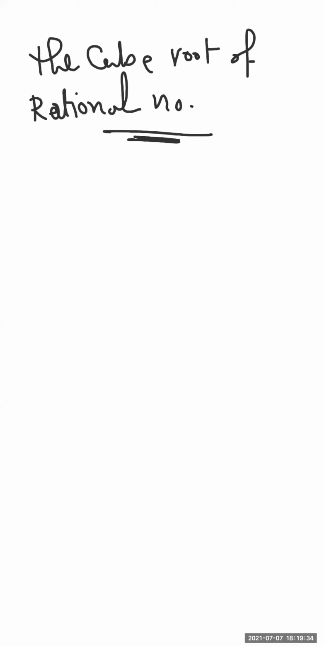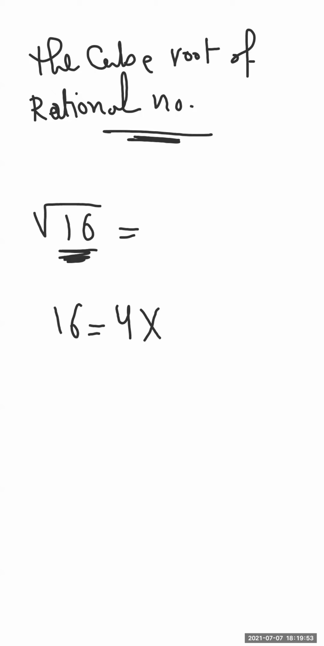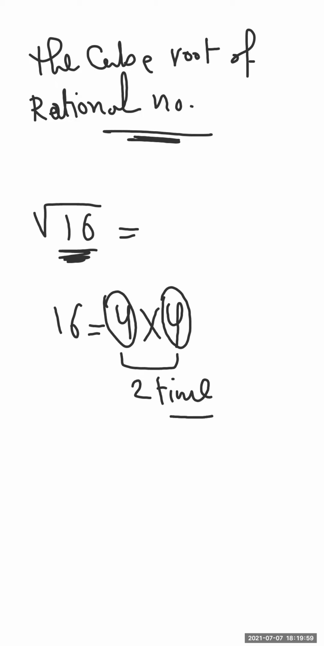First point, guys, we discussed before the square root. Square root of a number means, for example, square root of 16. This means a number which is multiplied by itself, which will equal 16. So simply, we said that 16 equals 4 times 4. So number 4 multiplied by itself 2 times. So the square root of 16 equals 4.